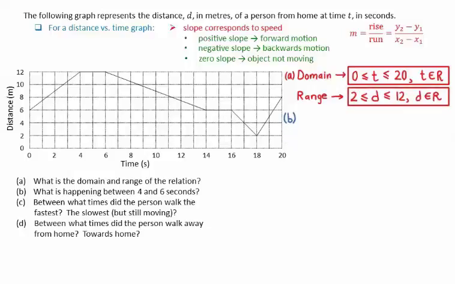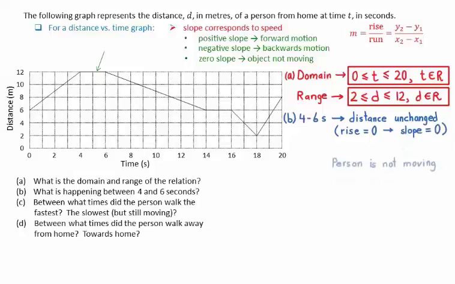Question B, what is happening between 4 and 6 seconds? Between 4 and 6 seconds, note that the graph is a horizontal segment. If the graph is horizontal, then the slope is 0, and this means that the object simply is not moving. Note that the distance is unchanged. This means that the rise is equal to 0, and so the slope is equal to 0. The person then is not moving during this time interval.